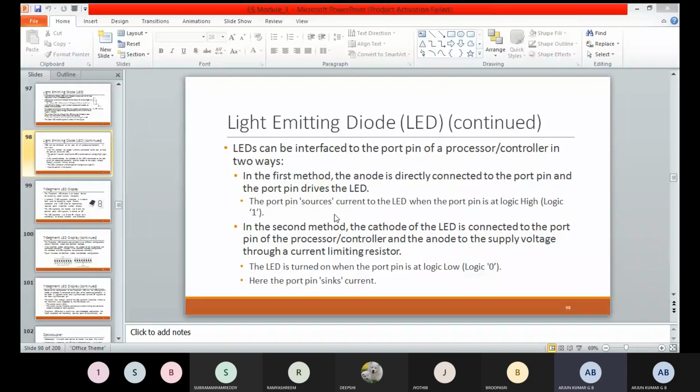Here in the first case, the anode terminal is directly connected to the port pin. If the port pin has logic 1, then the LED will be turned on, because the port pin drives the LED in the first method. In the second method it should be 0, then only it will be turned on. These are the two methods used to connect the LED to the processor and controller.